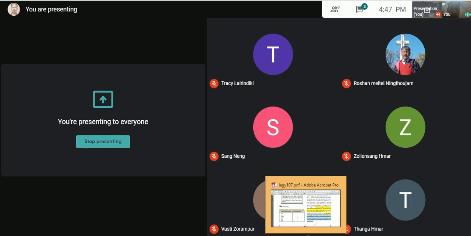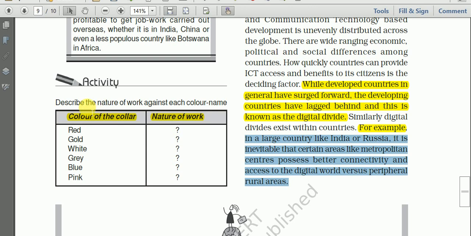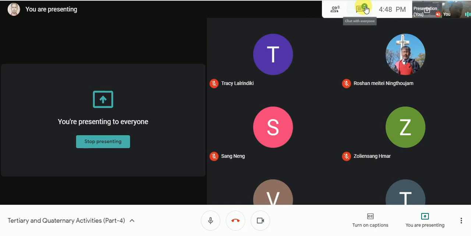Okay, then see some important information. See this table. This is an activity: describe the nature of work against each color name. On the left column, we have the color of the collar. On the right side, we have to mention the nature of the work. Red collar. What is the name of the economic activity or nature of work? Who are red collar workers?